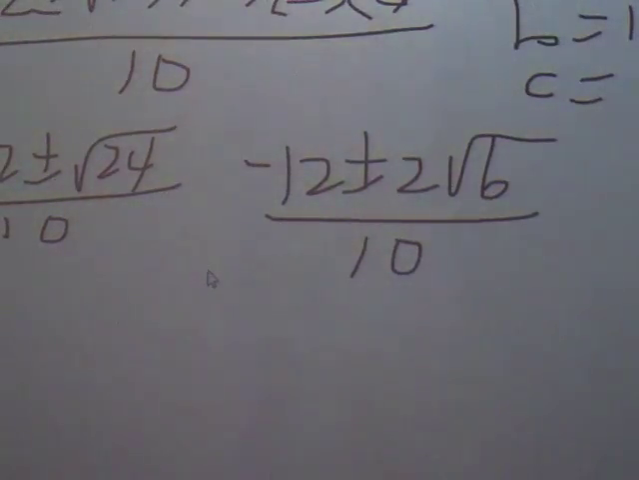And then the last thing you can do is just reduce it all. Divide it all by 2. That gets you negative 6 plus or minus 1 square root of 6 over 5. And that'd be it. Looks like C on there.